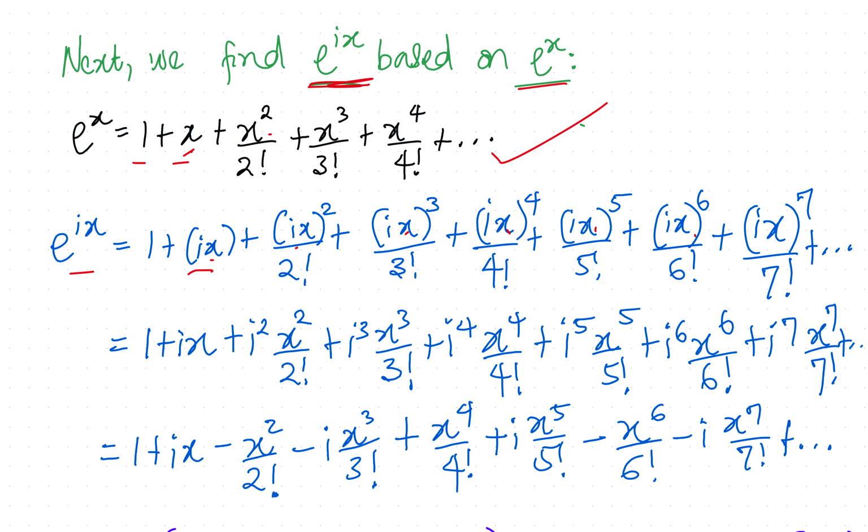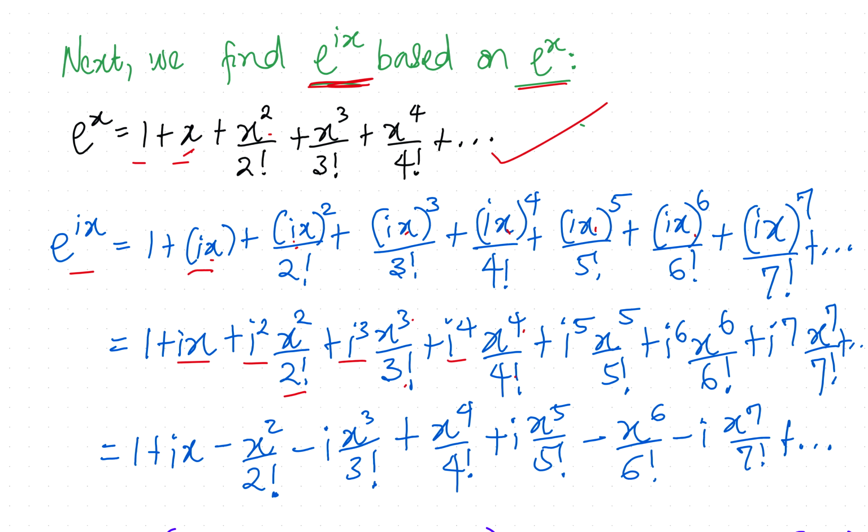So you have i cubed x cubed over 3 factorial, i to the 4th x to the 4th over 4 factorial, i to the 5th x to the 5th over 5 factorial, i to the 6th x to the 6th over 6 factorial, i to the 7th x to the 7th over 7 factorial, and so on and so forth. So what is left now is to take care of the i's. How do we deal with the i's? Of course, this is i here. There's nothing we can do to it, so we just bring it down.